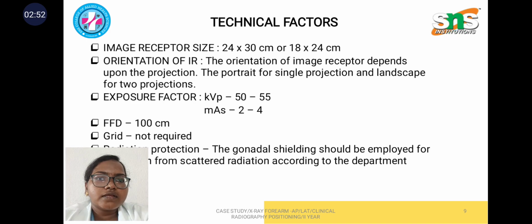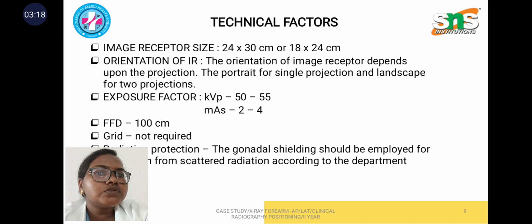So here comes the technical factors. The image receptor size is 24 into 30 centimeter and 18 into 24 centimeter, which is a cassette size, and the orientation of image receptor is based on the patient projection. Based on the projection we are taking, we have to change the orientation of the image receptor. In case of single hand, you have to keep it in portrait, and if you are taking for two hands X-ray, you have to keep the cassette as landscape.